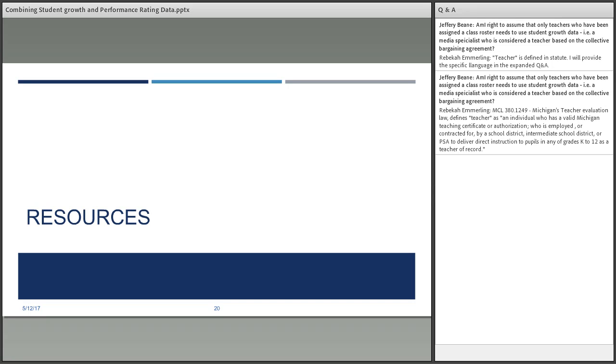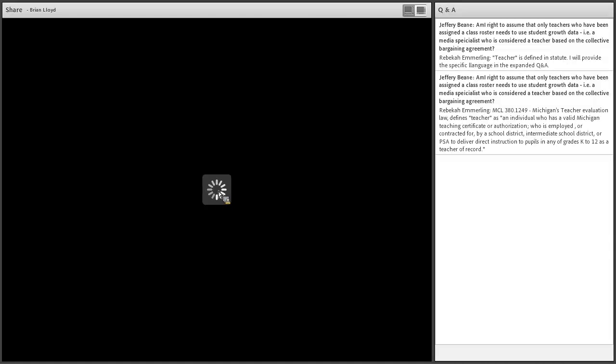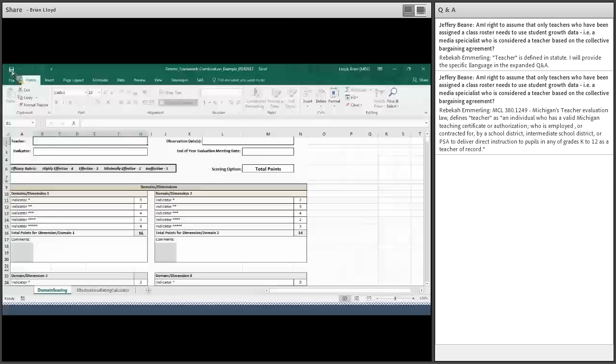Thank you, Rebecca. Okay, I'm going to pull up a tool, a resource that was developed to provide assistance for the combination of student growth and teacher practice data. So as Rebecca indicated, this assistance resource is a fictitious assistance resource. This is not developed for any of the current state-approved frameworks.